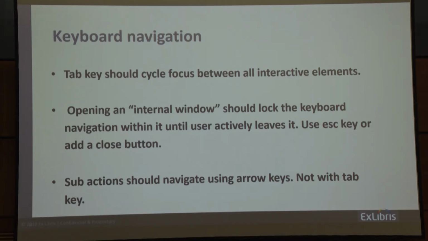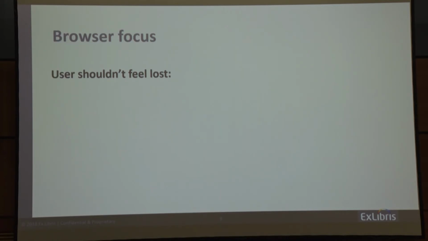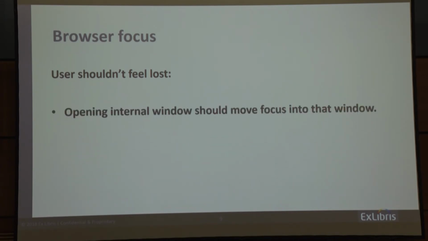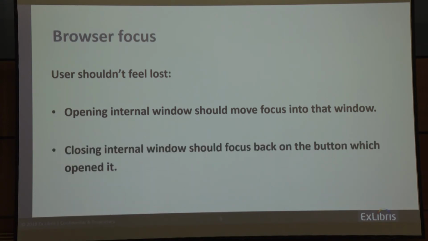If we have a drop-down list or something like that, instead of having to cycle through all of them with the tab key, usually we could use the arrow keys to cycle through the different options. And the browser focus. The main thing is that the user shouldn't feel lost. You should always feel in control of where the focus is on the web page. We talked about opening internal windows. If we're opening some widget, we want to be focused straight away inside that widget. We don't want to stay in the background. And obviously, if we're closing it, we want to go back to the element which created the action that opened this widget.